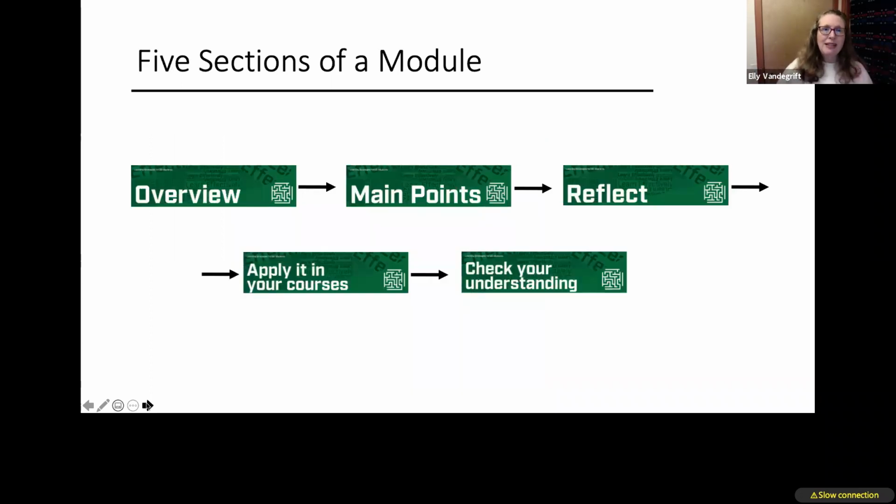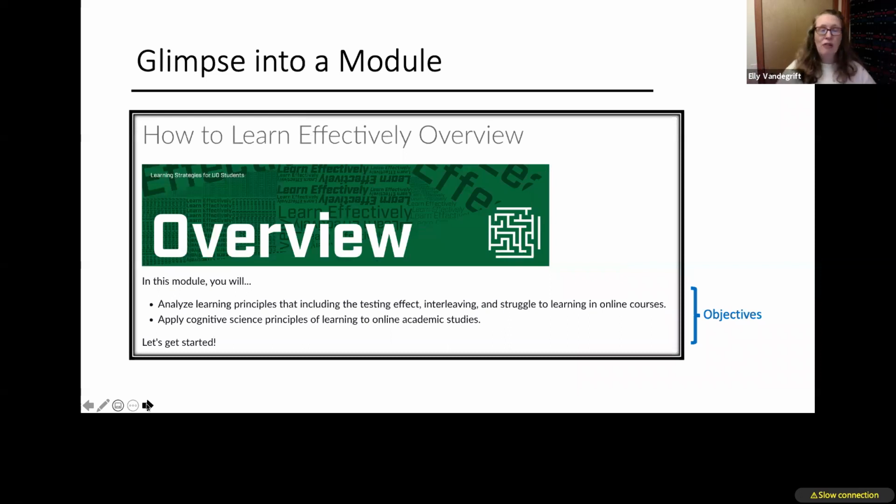In each one of these segments, we had an overview, we had some main points for students, an opportunity built in for reflection, some strategies for applying it to their courses, and then an opportunity to check their understanding with two or three knowledge questions. So I want to give you just a sample of what this looked like.